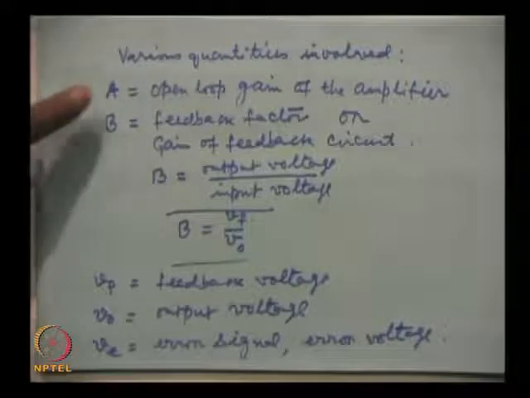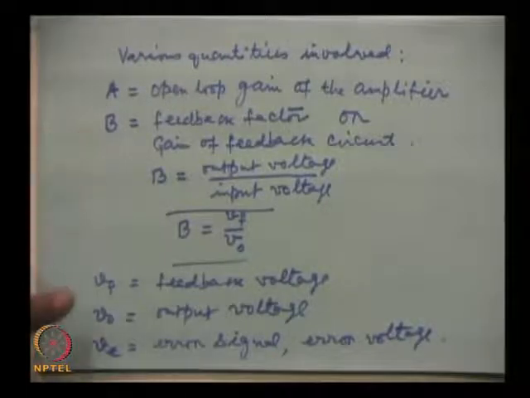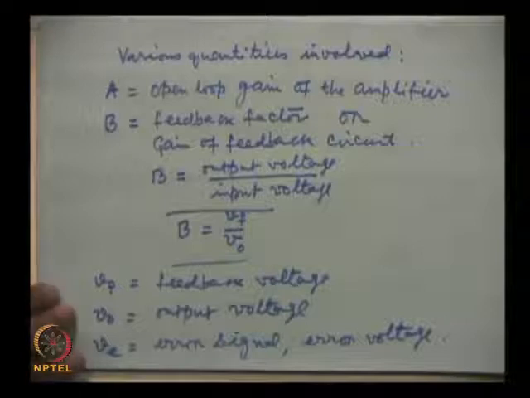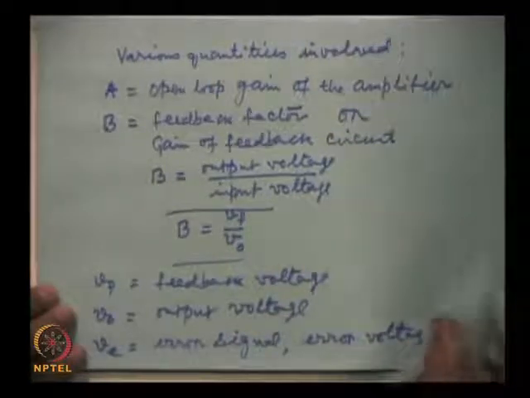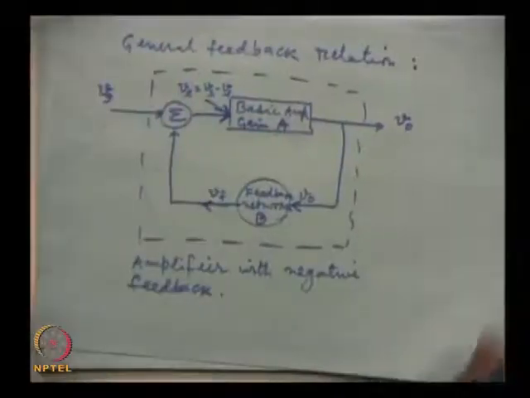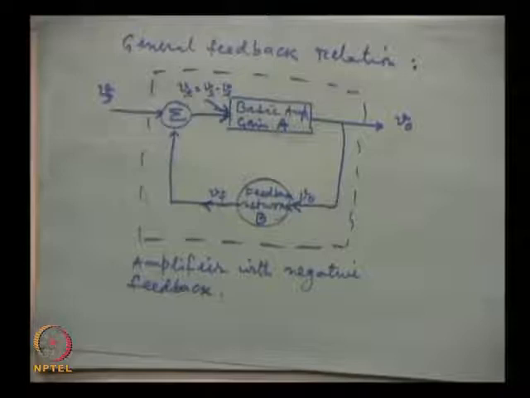So these are A, B, Vf, V0, VE. These are the parameters which we are using. Now, what are the relations which exist among these various quantities? Remember this circuit, and we can see this.